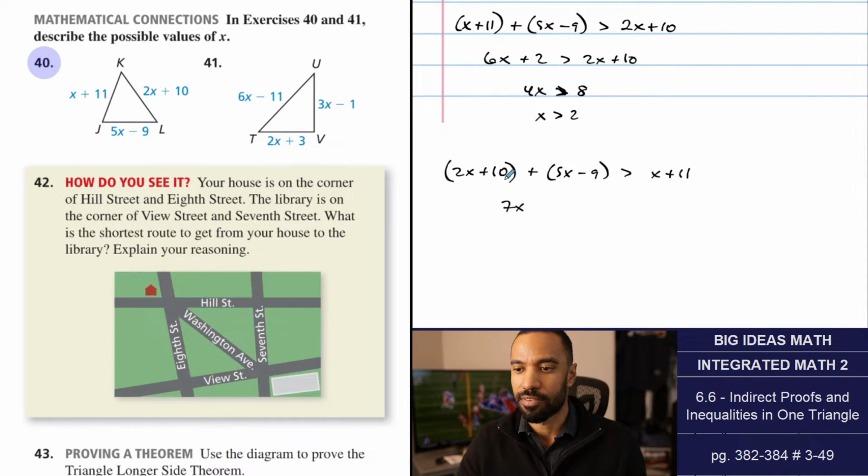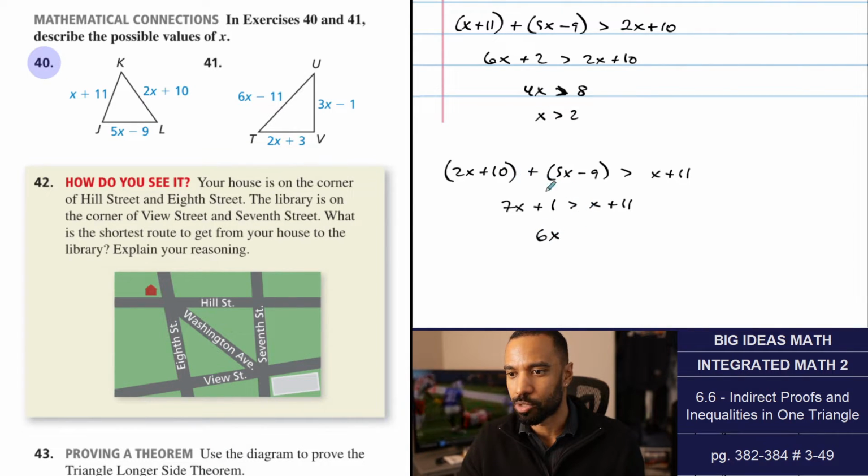2x plus 5x is 7x. 10 minus 9 is 1. And here's x plus 11. Oh, this is going to break my fraction thing. So here's 6x and subtract 1. Make sure everything's good. Subtract 1, I get 10. And x has to be greater than 10 over 6, which is 5/3. x is greater than 5/3.